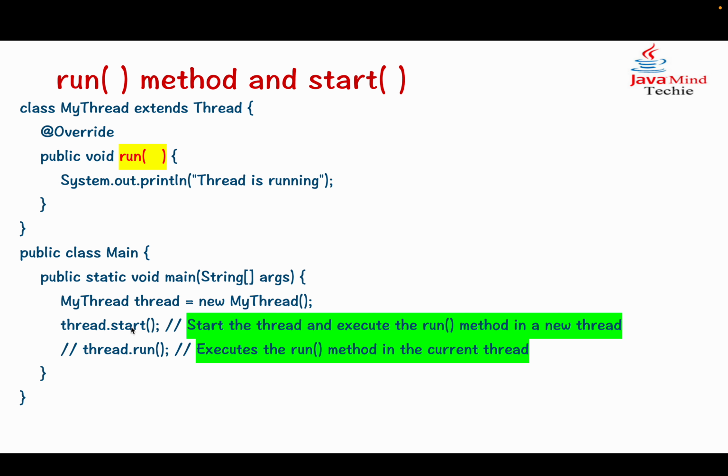If you call thread.start, it starts a thread and executes the run method in a new thread. Internally it calls the run method. If you call thread.run, it executes the run method in the current thread; it is a normal method and it will execute as a normal method only. It's not creating any thread. Keep that in mind.